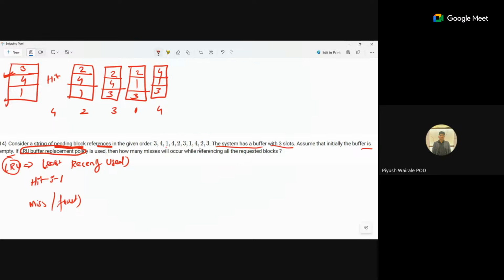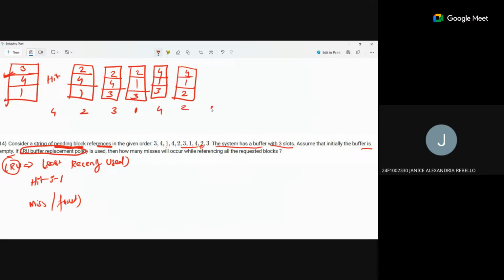After 4 we have this 2, and let's tell me now which element I need to remove, because I don't have 2 in that. Which one is least recently used? 3 here, right? So I'll remove 3. So 4, 1, 2 like that.